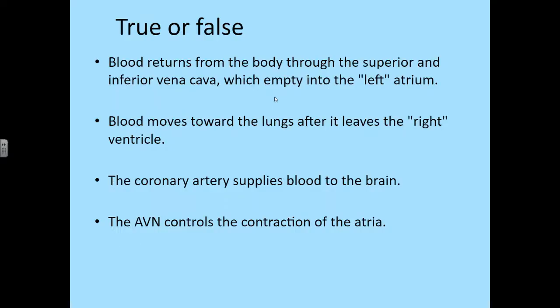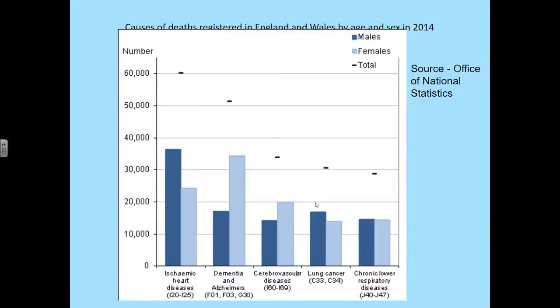Okay, so blood returns from the body through the superior and inferior vena cava, that's correct, but it empties into the right atrium. Blood moves towards the lungs after it leaves the right ventricle is in fact correct, actually. The coronary artery supplies blood to the heart. That's a National 5 thing. The AVN, which is the atrioventricular node, which should clue you into why this is wrong, controls the contractions of the ventricles, not the atria. The AVN receives some signals from the sinoatrial node, the SAN, and that's what controls contractions of the atria.